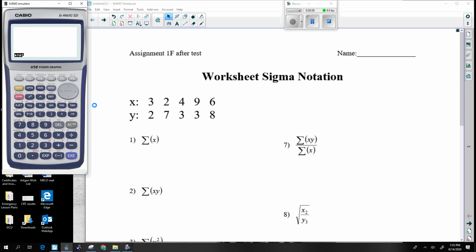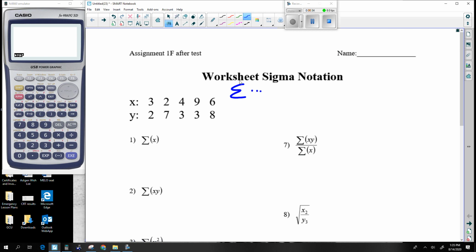Again, this is the next assignment. This is assignment 1F after the test. So we already took the first test, and this is our introduction again on how to use the calculator. If you missed a few things, the few things that you need to know is how to create a summation on the calculator. How to create a summation.